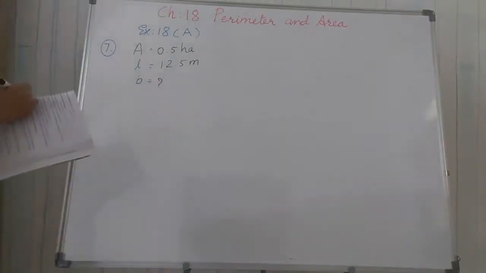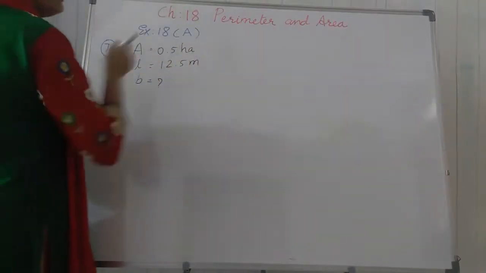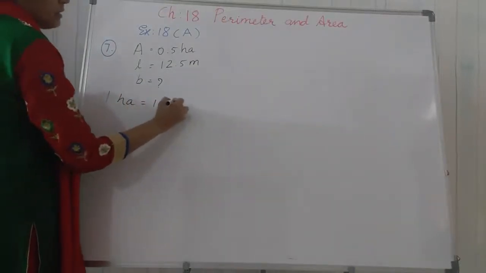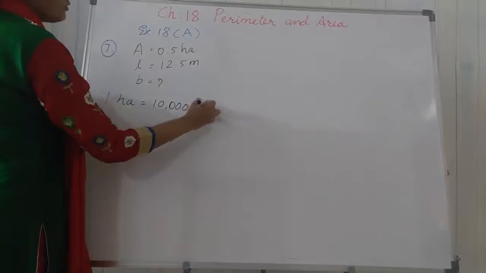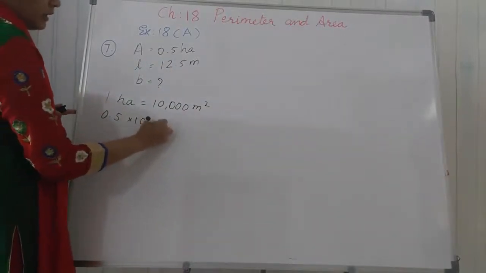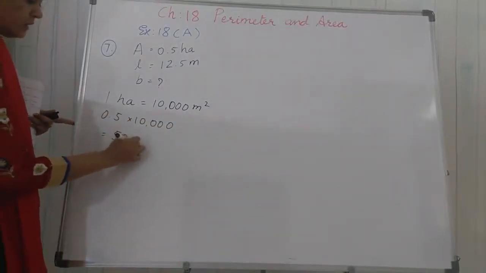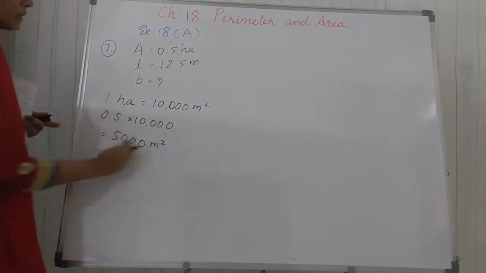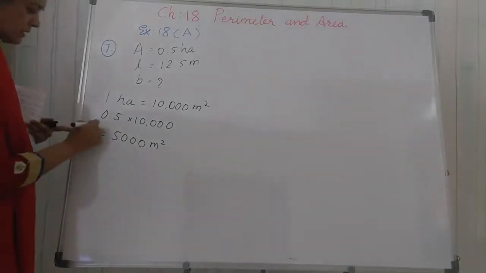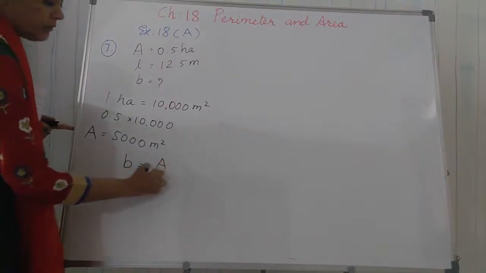So students, we know the relation of hectare to meter square. I am writing here that 1 hectare is equal to 10,000 meter square. So we can change this 0.5 by multiplying by 10,000 into meter square. Okay, so we get 5,000 meter square as the conversion from hectare to meter square. Now, as we know, this is our area, and we want the breadth. For that, area divided by length.